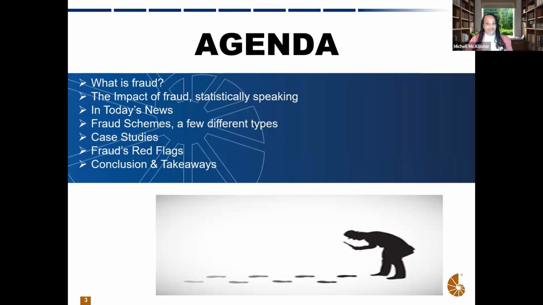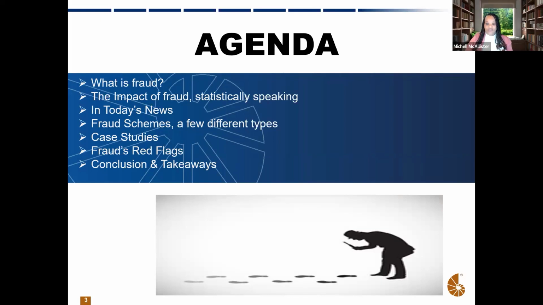And then we'll talk about, in general, red flags for fraud, things that we can be on the lookout for. And again, if you'd like to share some red flags that you've run into that I may not mention in this presentation, please feel free to share. And then we'll do some conclusions and takeaways. So let's get started here.